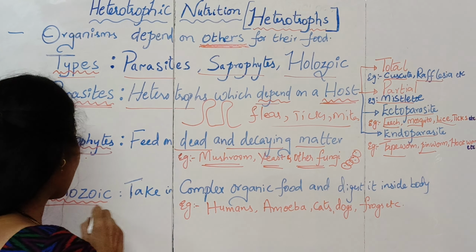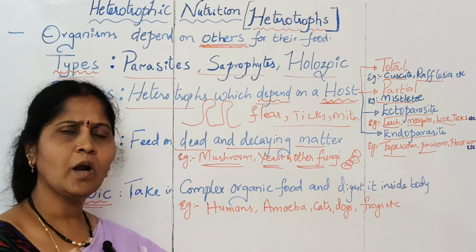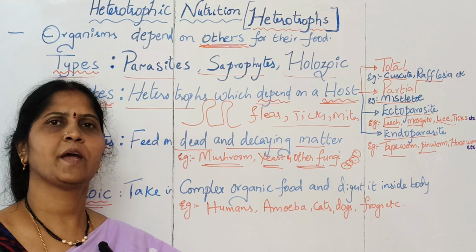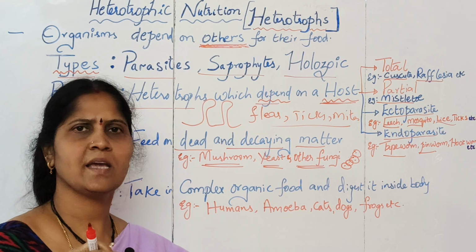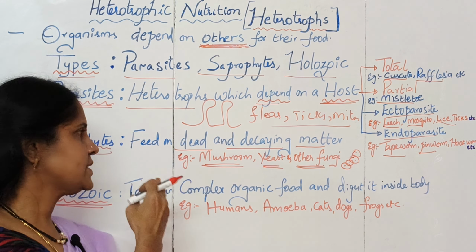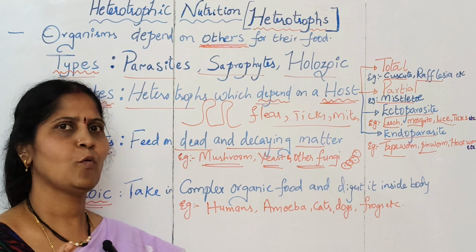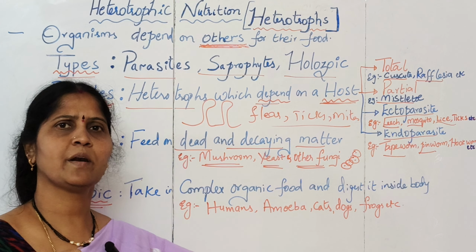Then the next category of organisms is holozoic organisms. What are these holozoic organisms? We are all holozoic organisms. What does it mean? Are we parasites? Are we attaching to someone and taking the food? No. Are we saprophytes? Are we feeding on any decayed material? No. Then what are we? We are holozoic organisms. What are holozoic organisms?